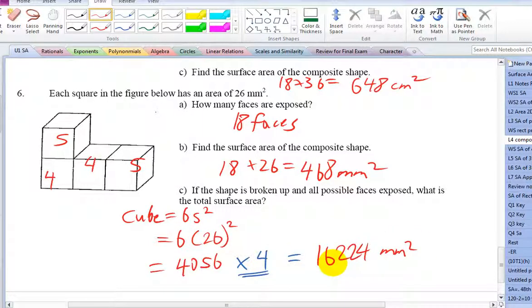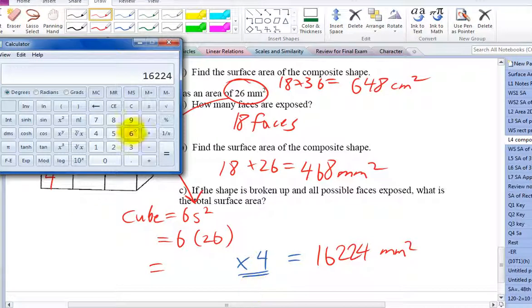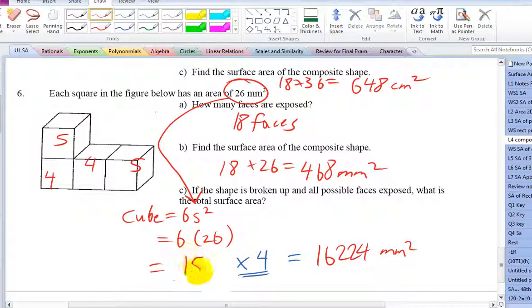Where's my mistake, folks? Where is Mr. Barker's mistake? Maddie? Isn't it because you have to times 26 by 26? Right here. Yeah, right. I shouldn't have squared 26. It should have just been 6 times 26. Okay. So 6 times 26 would be 156.